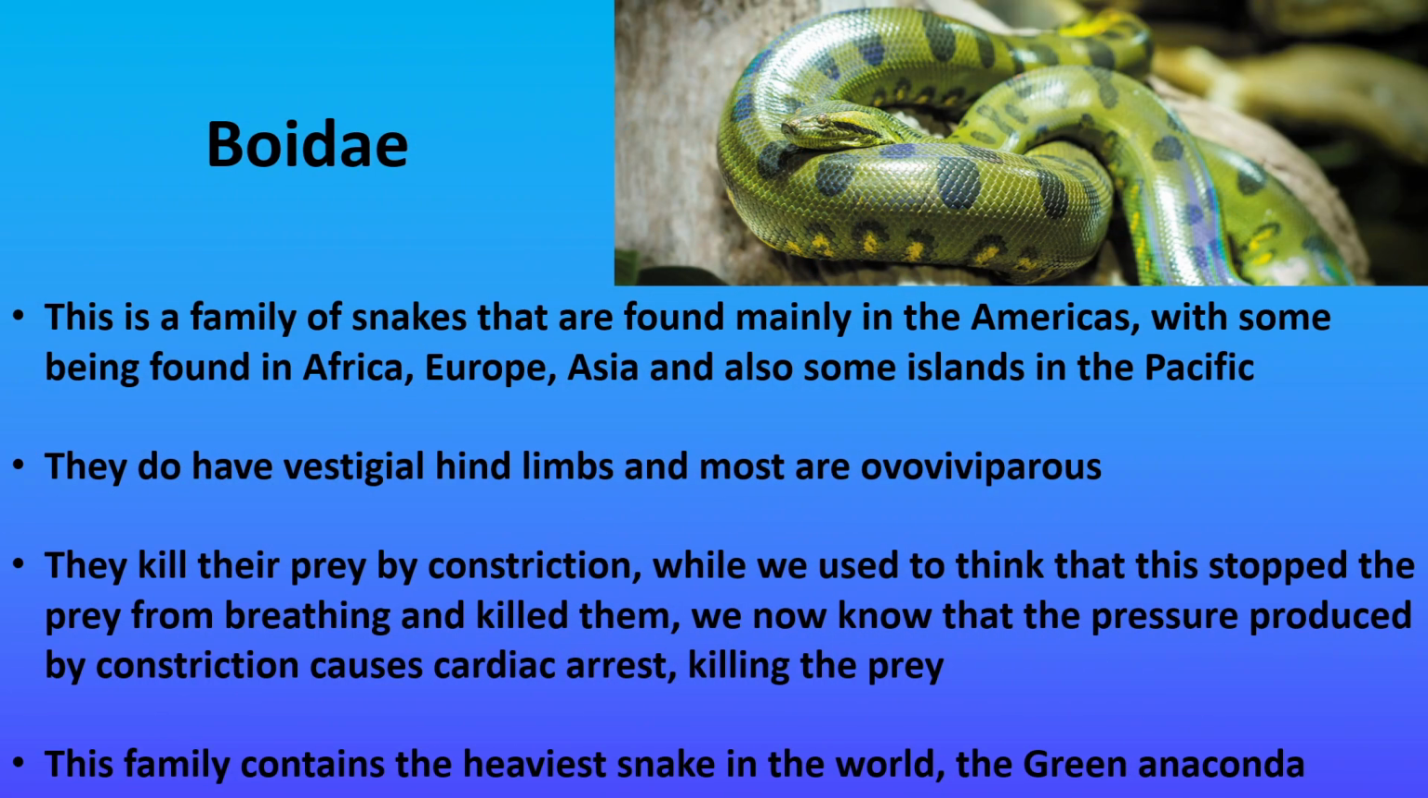So here are the Boidae, and this is a family of snakes that are found mainly in the Americas, with some being found in Africa, Europe, Asia, and also some in the islands out in the Pacific. They do have vestigial hind limbs, and most are ovoviviparous. They kill their prey by constriction, and while we used to think that this stopped the prey from breathing and killed them, we now know that the pressure produced by constriction causes cardiac arrest, killing the prey.